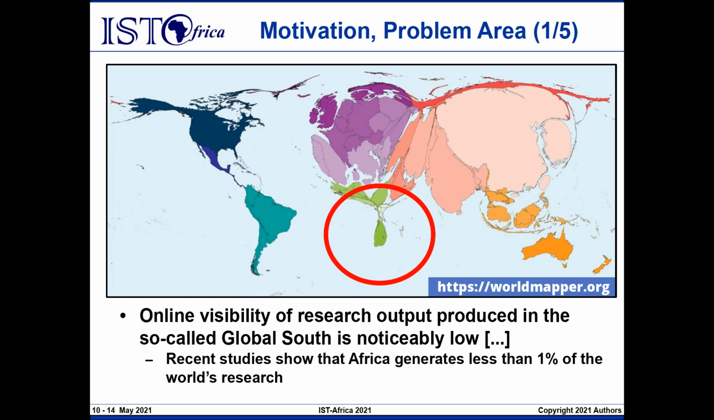And in fact, recent studies indicate that Africa generates less than 1% of the world research output, despite the fact that it actually accounts for roughly 12.5% of the global population. So the situation is quite bad, really.